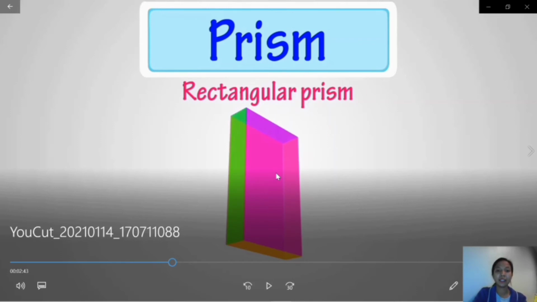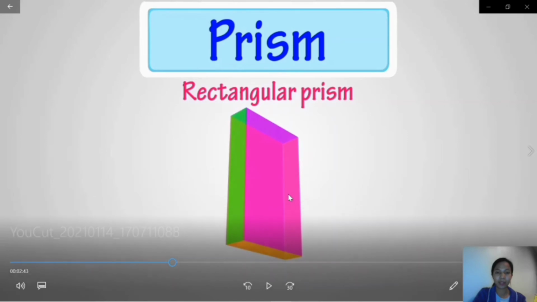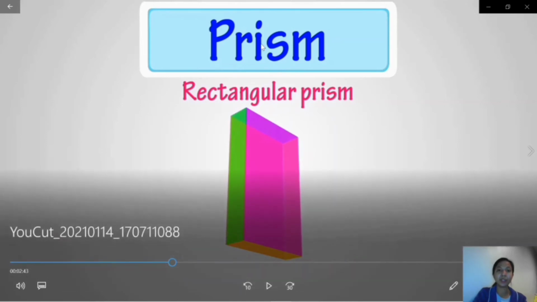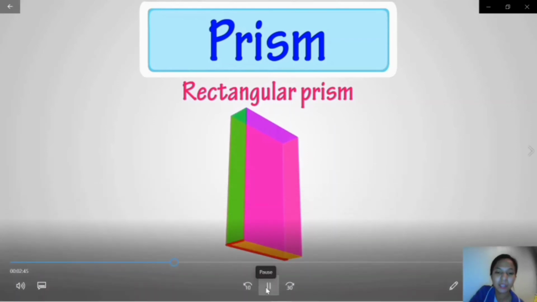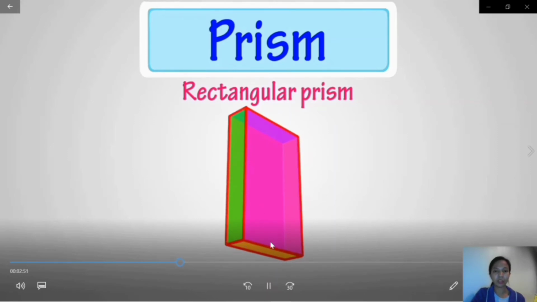Again, the top and the bottom are rectangle in shape. Alright? Rectangle in shape, so that's why it is called a rectangular prism. Now, how many edges, vertices, and faces? Okay, now it's representing the parts of the prism.